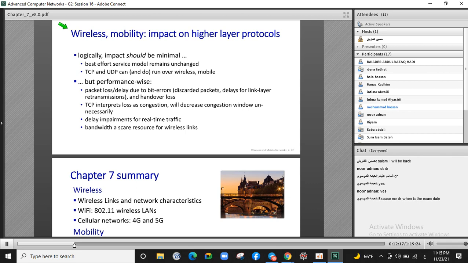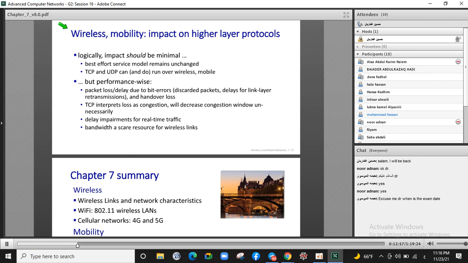Directly it affects the upper layer protocols. So we have to minimize this effect. It means that if I try to handle the mobility of devices, the upper layer protocols should remain unchanged, as in the past. The best effort service model in the internet should be safe. It should be the same as previous.